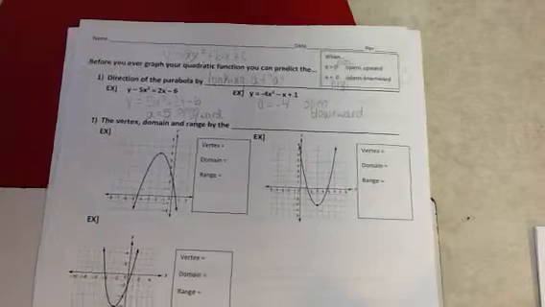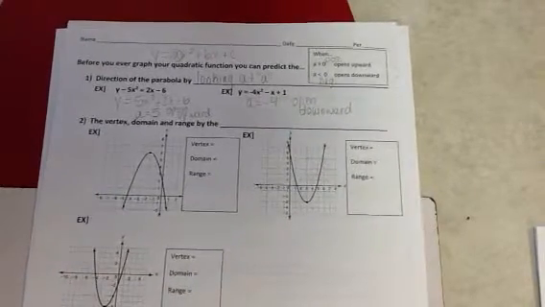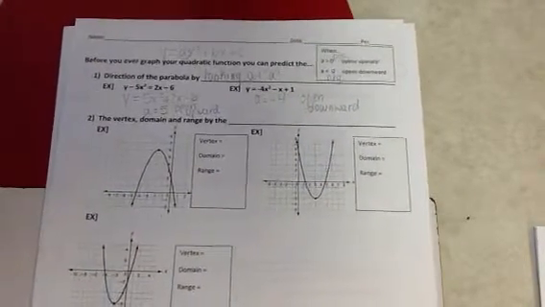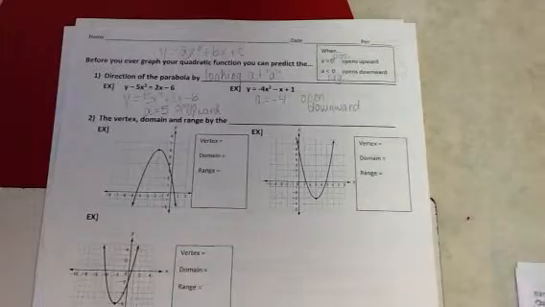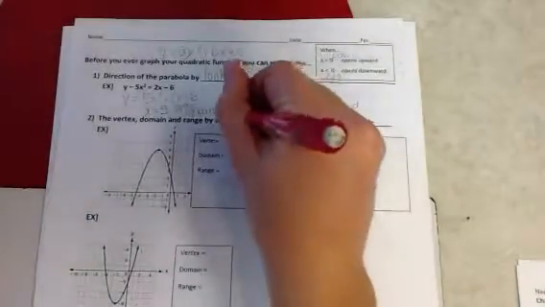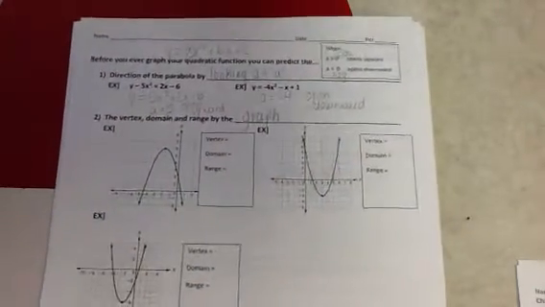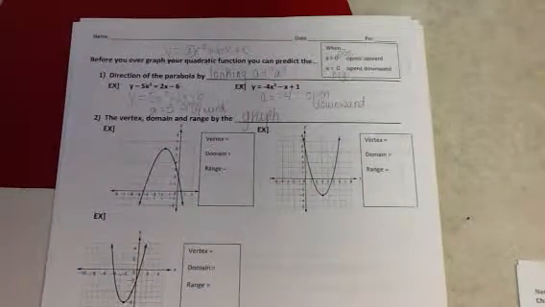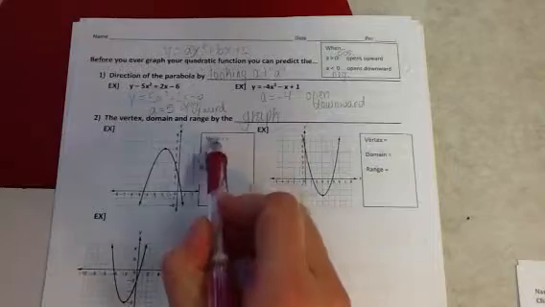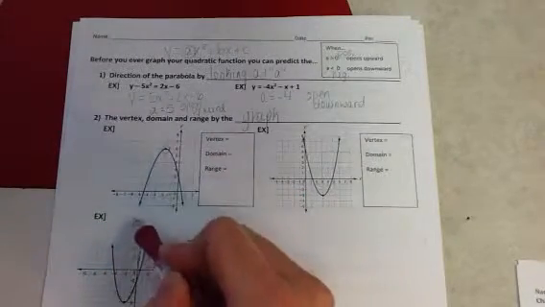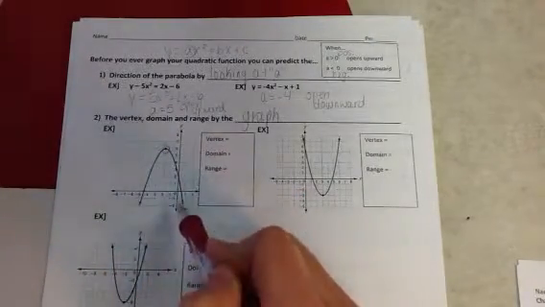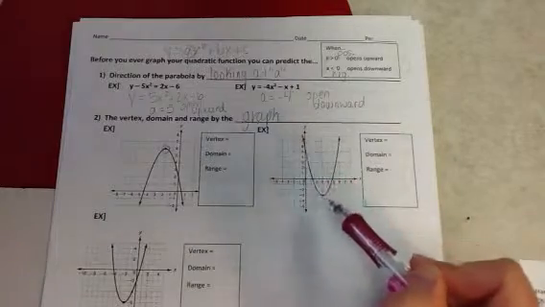All right, we can also predict the vertex, domain, and range by the graph. So if we're given a graph, or after we graph it, we can predict the vertex, domain, and range. So looking at this graph, the vertex is this point here where it changes over from going up to down, or it changes over from going down to up.